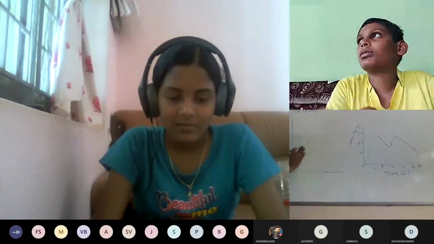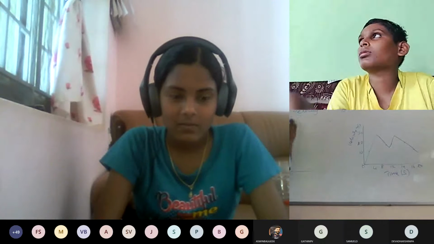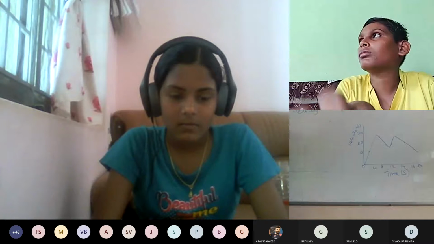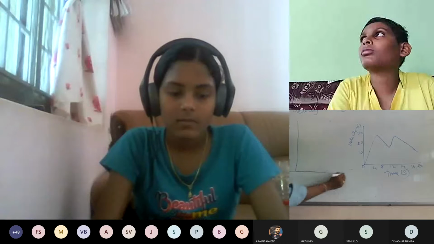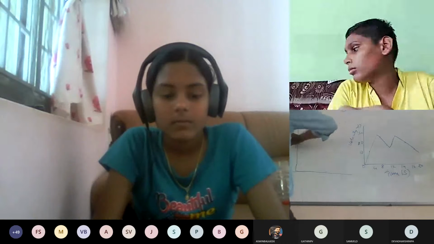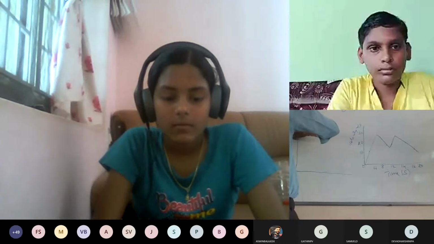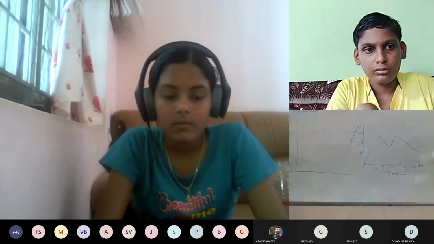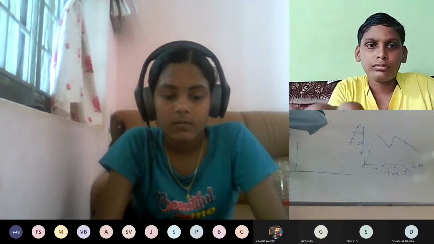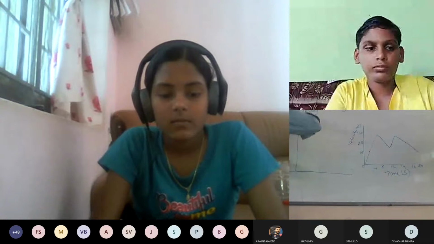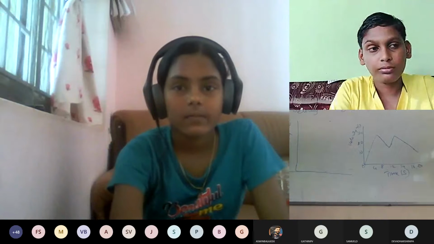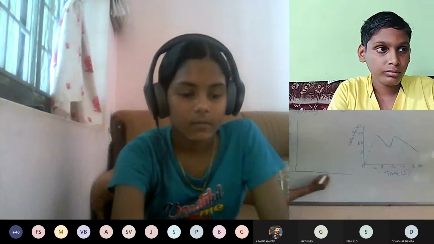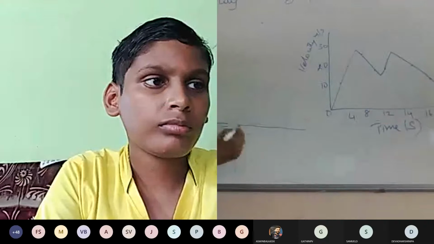See here. Yesterday we saw the distance-time graph, and this is the velocity-time graph. For that I am drawing a small graph like this. I am taking velocity on the y-axis. The velocity unit is meter per second, or m s^-1. This is the y-axis and this is the x-axis. On the x-axis I am taking time.